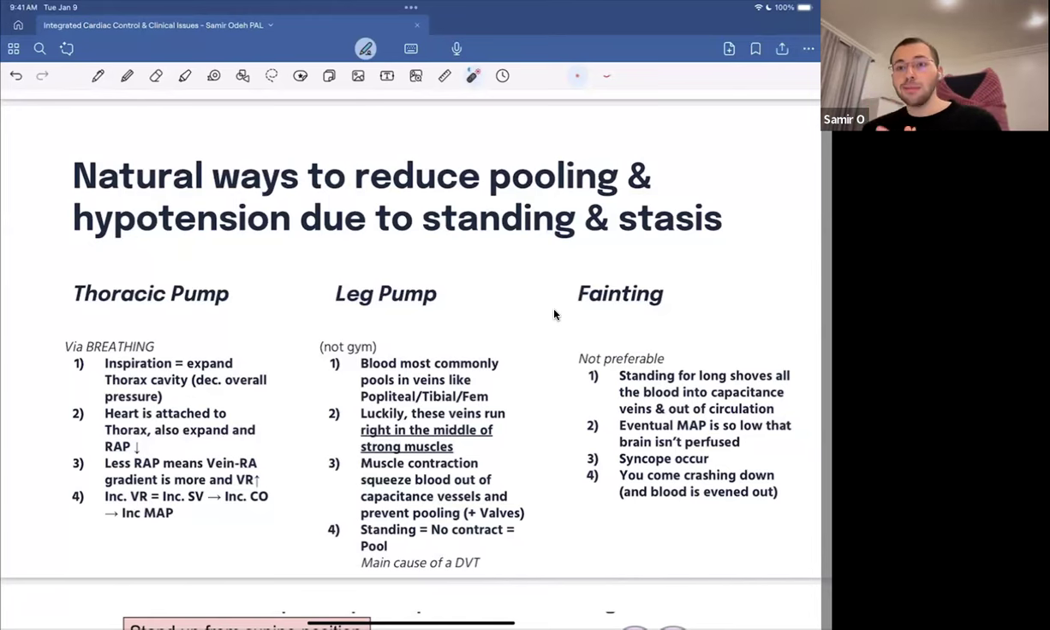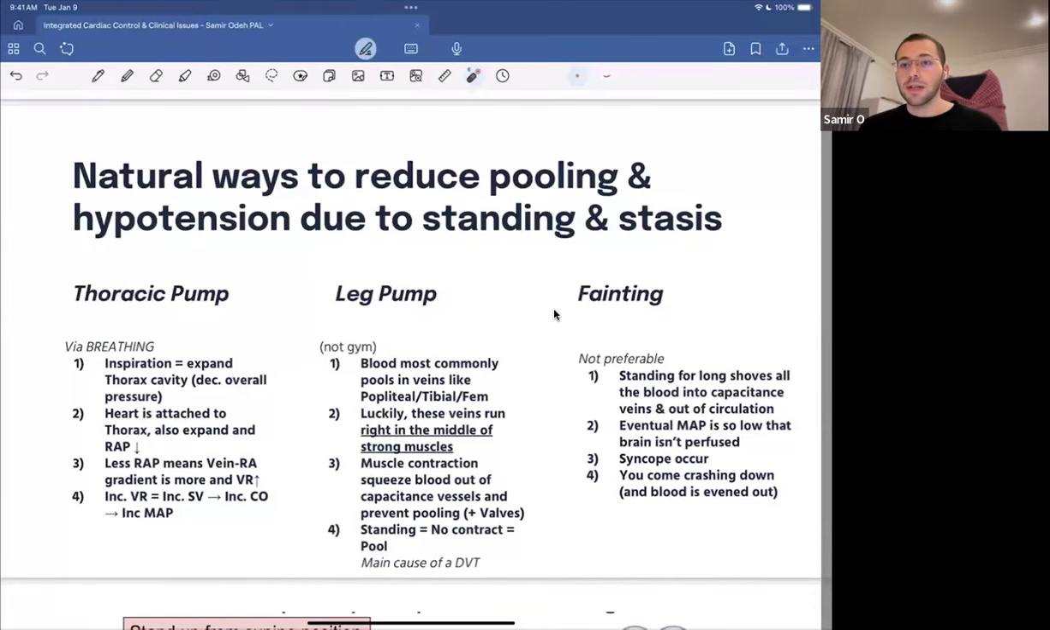Now, the second mechanism is the leg pump. It's called a lot of things. It's called the muscle pump, the leg pump. You can find a bunch of different terminologies for it. However, essentially, remember how I told you the veins in our legs are very welcoming. They're capacitance vessels, like your inferior vena cava. Those veins, they run right in the middle of muscles.